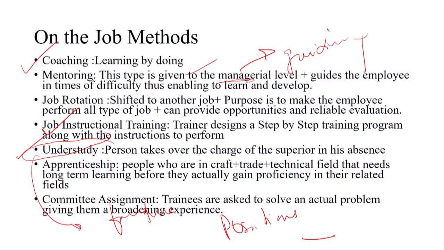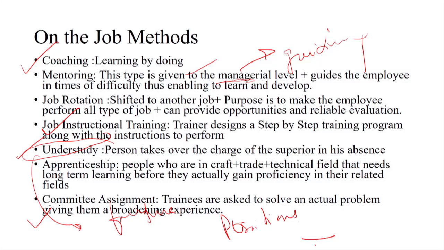Then the one you see on the screen is all related with the committee assignment, right? So in the committee assignment method, basically what happens is that the trainees are asked to solve an actual problem, giving them a broader experience. And the trainees work together, they offer different solutions to the problem. So, assigning talented employees to important committees can give the employees a better experience.